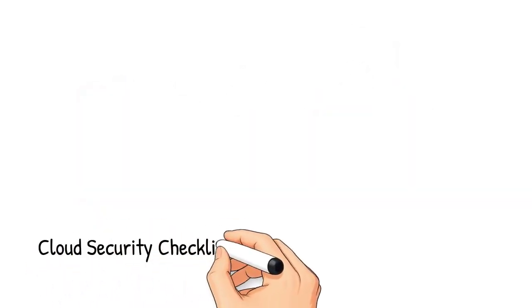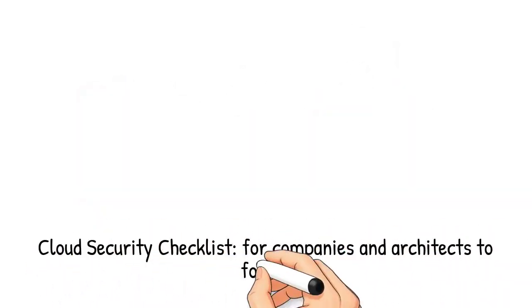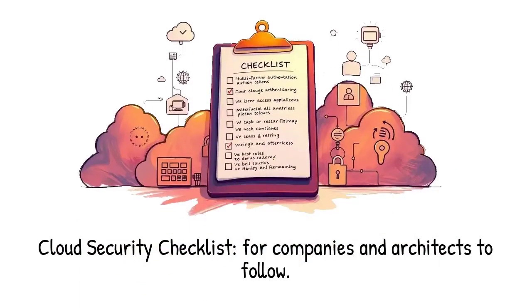This checklist is designed for companies, learners, and cloud architects. Identity and access: MFA enabled for all users. No long-lived access keys. Least privilege enforced. IAM roles used instead of users. Service accounts restricted. Permissions reviewed monthly. SSO enabled. Conditional access policies applied.